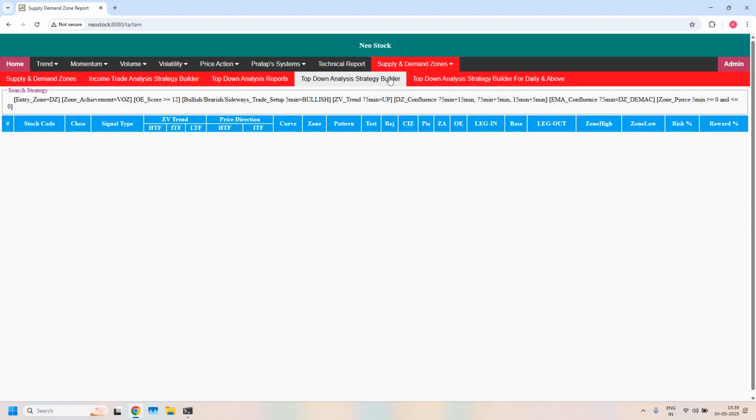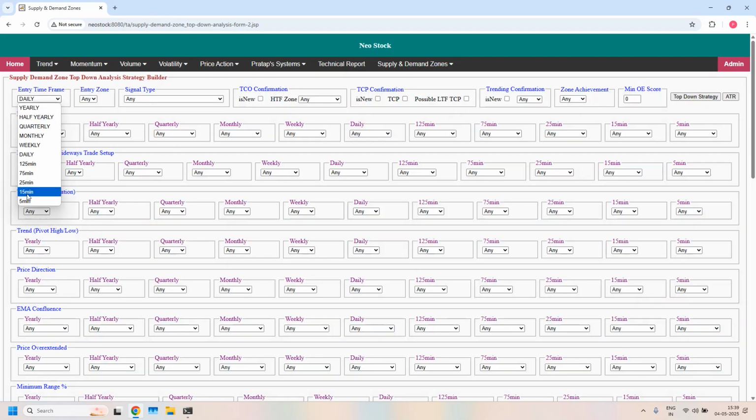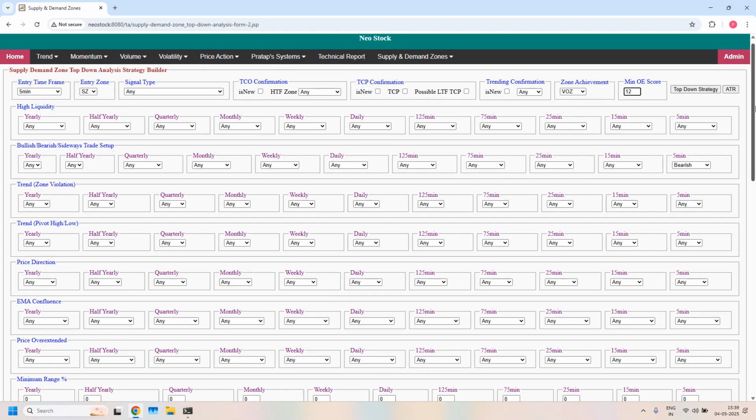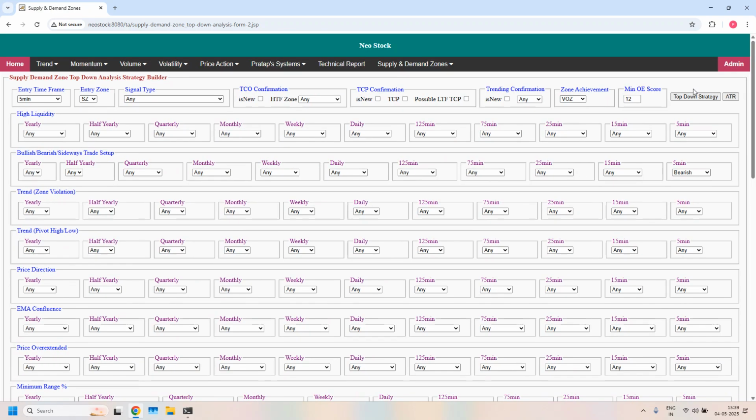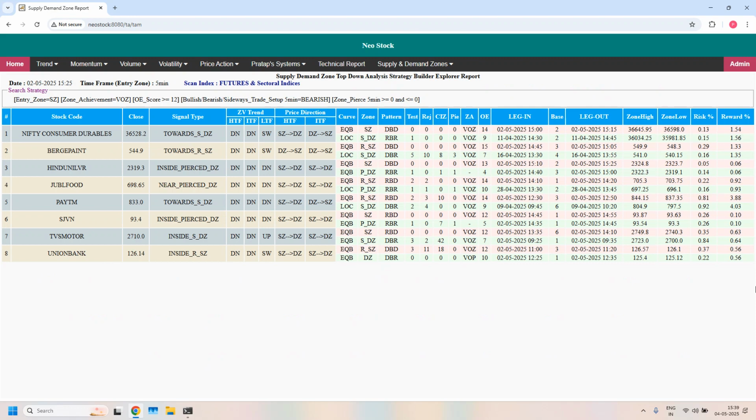Next, the bearish trade setup for the hourly income trade. Entry time frame 5 minutes. Entry zone: supply zone, bullish or bearish at 5 minutes. I am selecting bearish. Zone achievement VOZ, minimum odd enhanced score 12. And the 5 minute supply zone should not be pierced. In the pierced count at the 5 minute time frame, minimum value 0, maximum value 0. With these filters, we got 8 stocks. They are supporting the bearish trade setup for the hourly income trade.